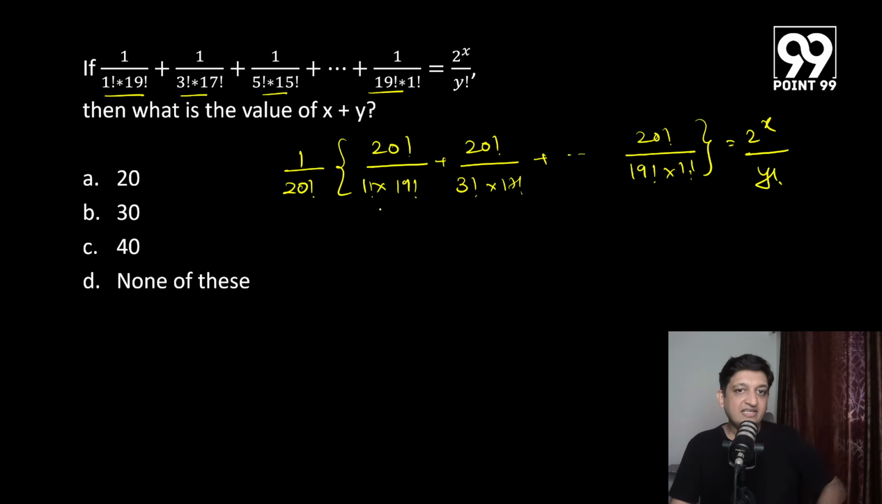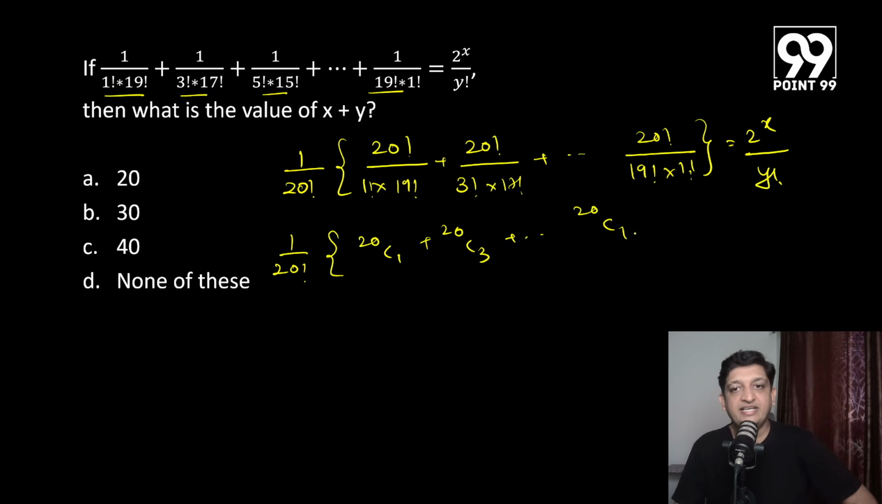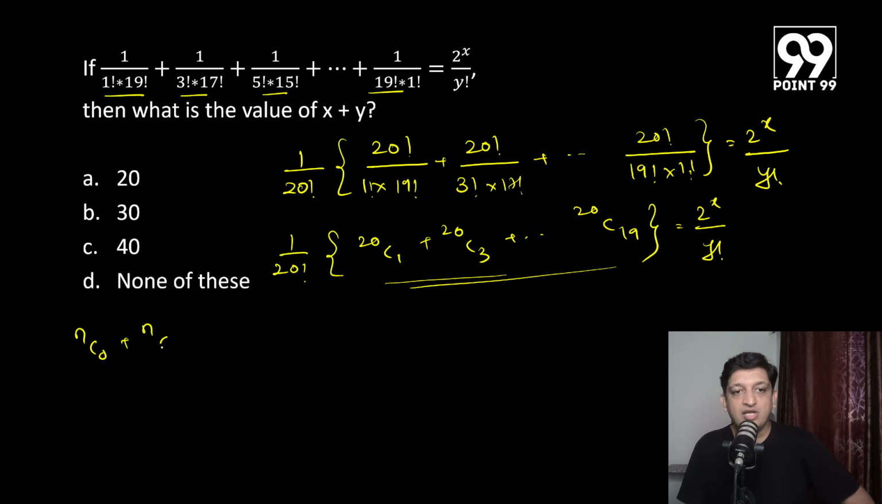Now you have to understand that 20 factorial upon 1 factorial 19 factorial is going to be equal to 20C1 plus 20C3 and so on till the time I reach 20C19. Now this is again equal to 2 raised to x by y factorial. But now you have to understand what exactly is this pattern. Now if you observe your patterns properly, you will know that nC0 plus nC1 plus nC2 and so on till the time I reach, let's say, nCn minus 2, nCn minus 1 plus nCn, this will be equal to 2 raised to n. Now this is the form that you need to remember.